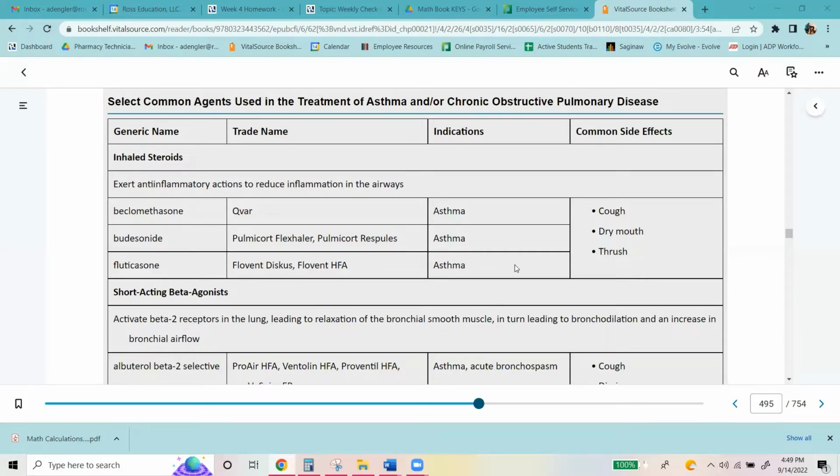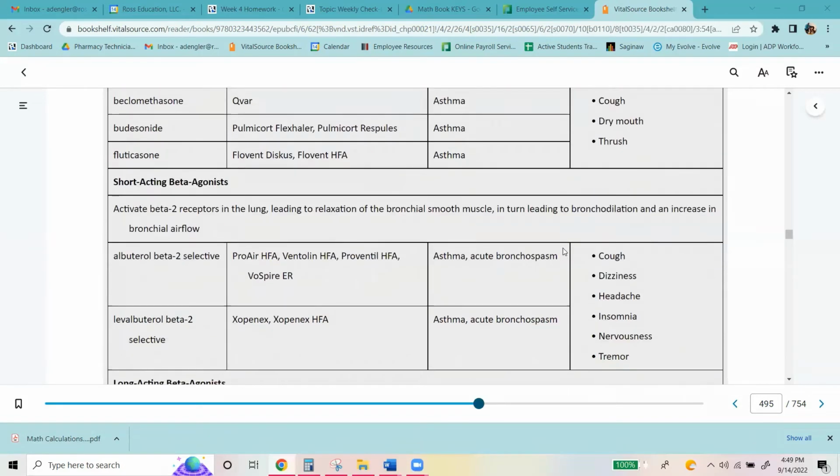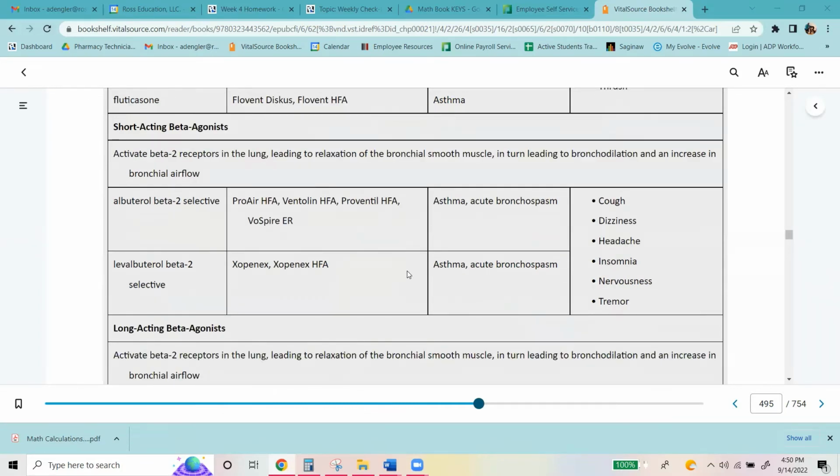We have short-acting beta agonists, which activate beta-2 receptors in the lung, leading to relaxation of the bronchial smooth muscle, in turn leading to bronchodilation and an increase in bronchial airflow. So we have 4 different inhalers now that are albuterol, beta-2 selective. They're all considered the same medication. They just have different brand names. So we have ProAir HFA, Ventolin HFA, and Proventil HFA. And then we have Vospire ER, which must be new because I didn't know of this medication when I worked in pharmacy last. So it is new to the market.